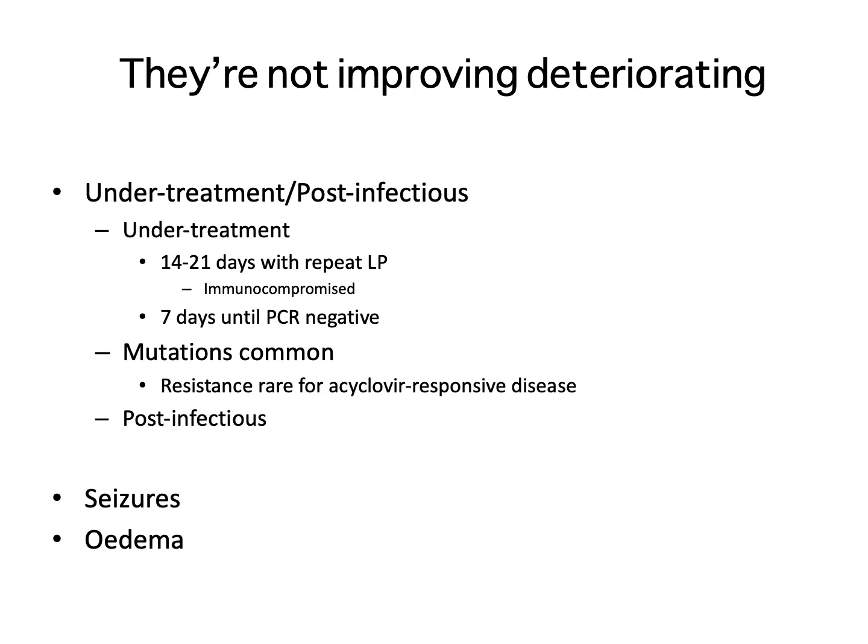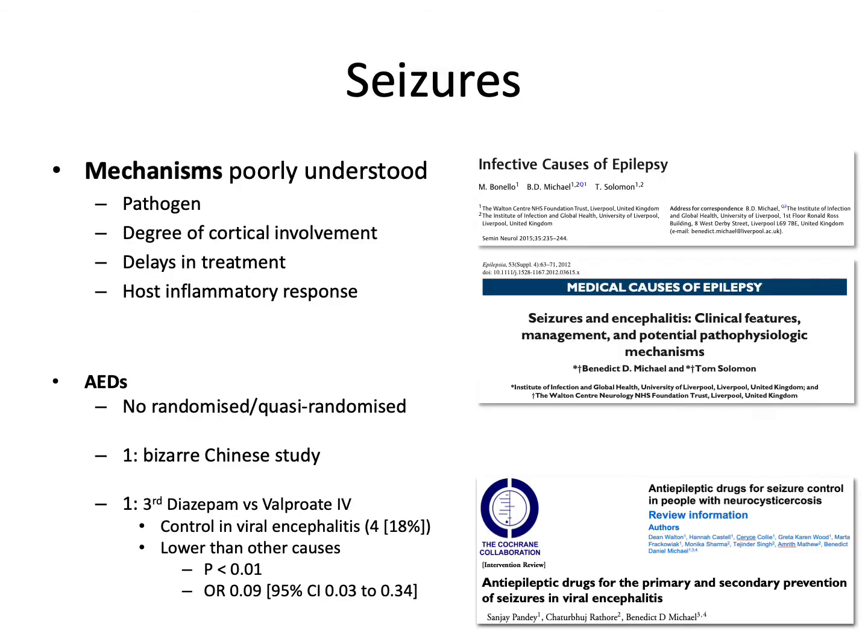Whilst mutations in the viruses are common, it's actually rare for them to be resistant to acyclovir in a way that's actually going to be clinically important. And of course, there are post-infectious phenomena such as post-HSV autoimmune encephalitis. The other two things we worry about are seizures and edema.